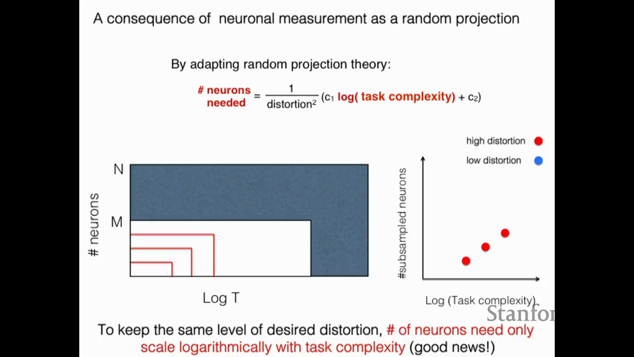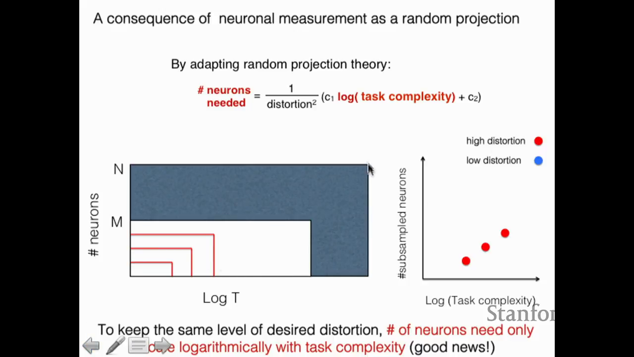Okay, so what this is saying is that if you were to reduce the number of neurons or change the complexity of the task, the isocontours of constant distortion form a straight line in a plane spanned by the number of neurons you record and the logarithm of the complexity of the task. In our case, where our task is just reaches along a single axis, the complexity of the task is the duration of the reach. Okay? So it's a logarithm of time.